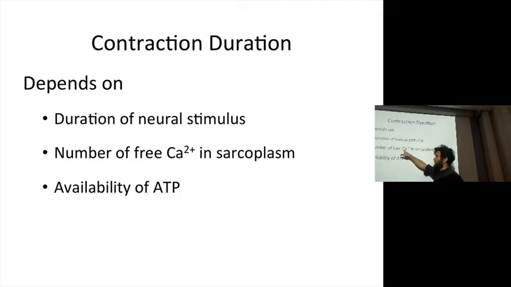That's going to be dictated by how much calcium is available in the sarcoplasm. Is the T-tubule no longer depolarized, and have the voltage-gated calcium channels in the sarcoplasmic reticulum closed, and have the pumps that are pumping calcium back into the sarcoplasm caught up with the process and sequestered enough calcium? So how much calcium is free in the sarcoplasm? And, of course, do we have ATP for this to happen, right?